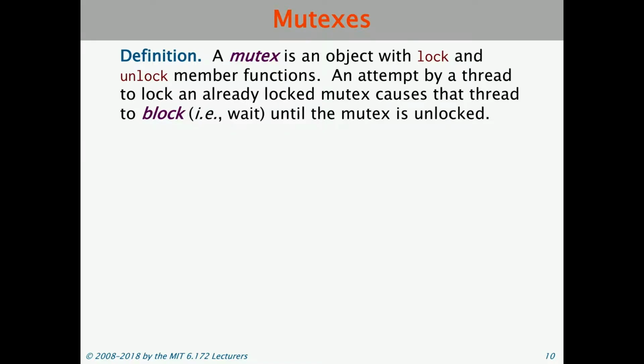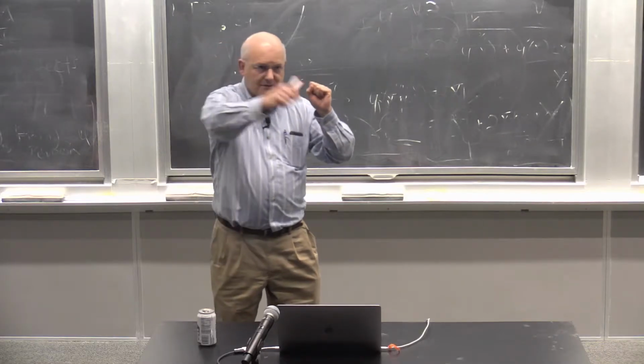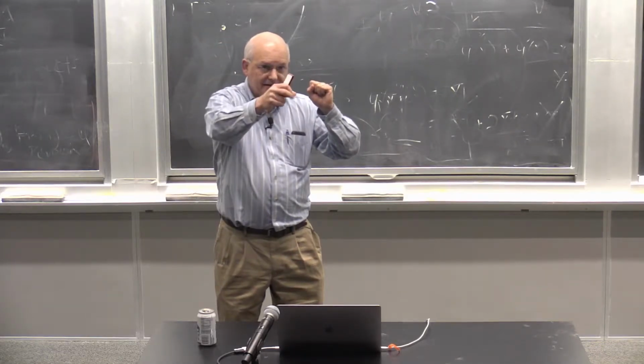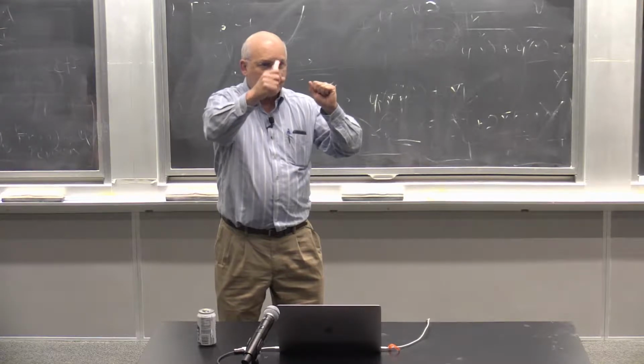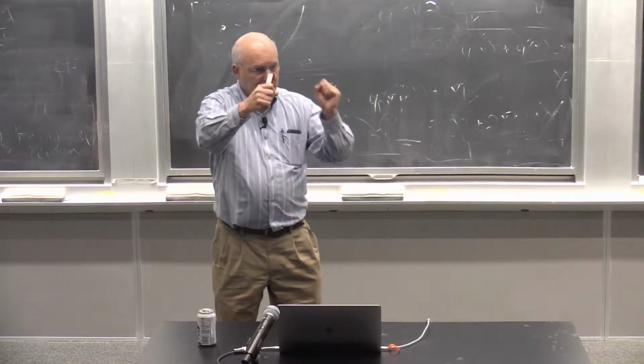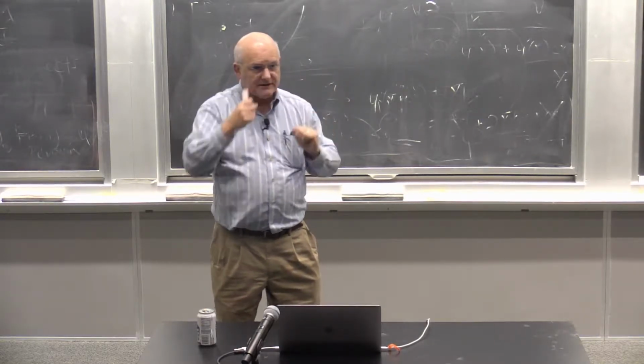It's basically an object with lock and unlock member functions. An attempt by a thread to lock an already locked mutex causes the thread to block, that is, wait until the mutex is unlocked. So if somebody grabs the lock, and somebody else tries to grab the lock and it's already taken, then they have to wait. They sit there waiting until the first one says, yes, I'm going to release it.